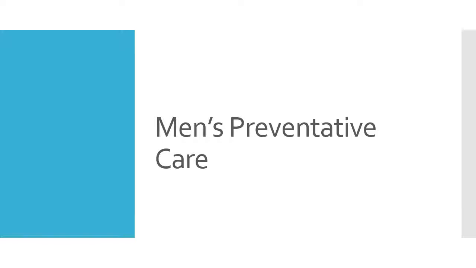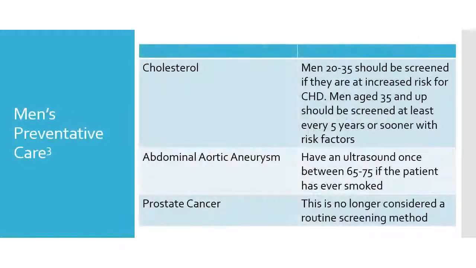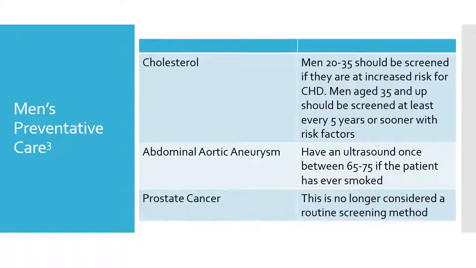Now let's discuss men's preventative care. These are the screening recommendations for men over the age of 18. We are no longer screening for prostate cancer routinely, as the PSA can often show false results. Men should now only be tested if there is an issue or problem occurring, as this is now considered a diagnostic instead of a screening tool. Other screens should be cholesterol, and abdominal aortic aneurysm, and that's only if they have smoked and they are between the ages of 65 and 75.